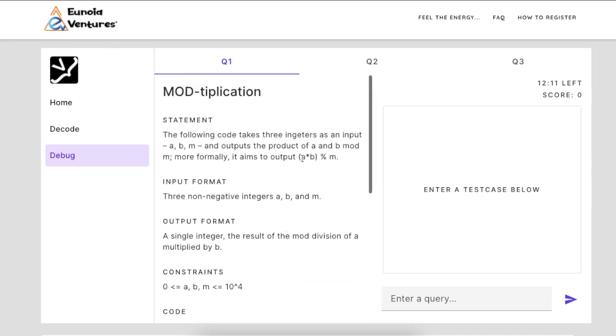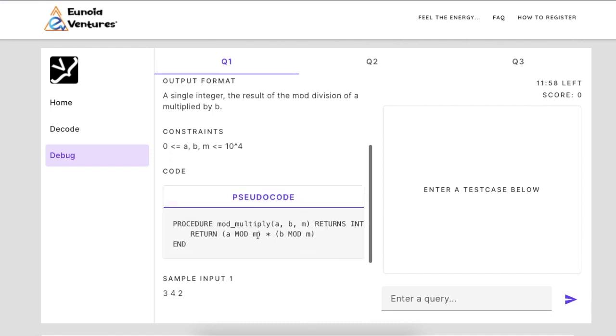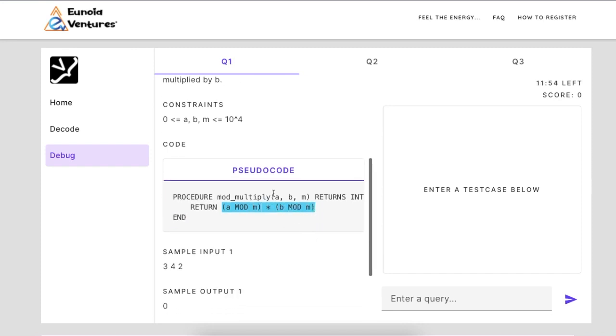But if a is 2 and b is 6 in the intended expression, you get 12, which divided by 4 has a remainder of 0. So the intended output would be 0, yet the actual output, the wrong output, would be 4. So if a is 2, b is 6, and m is 4, that is one possible input case that would output a wrong number.